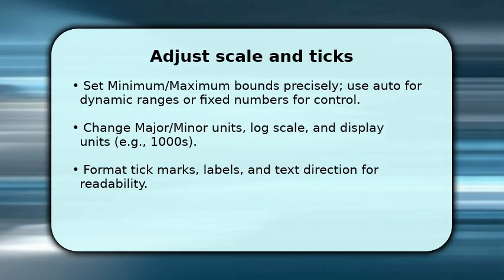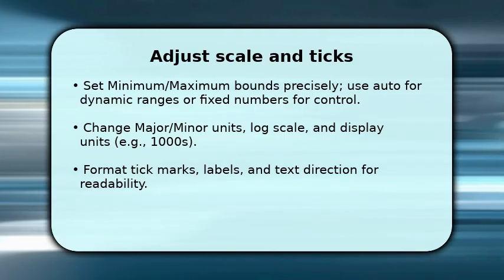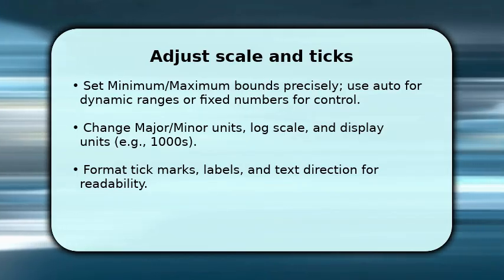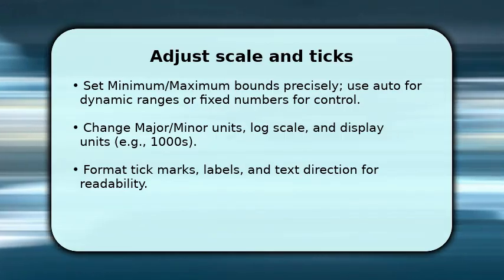Then set major and minor units to space ticks meaningfully, or enable a logarithmic scale when values span orders of magnitude. Adjust display units like thousands or millions to simplify labels, and format tick marks and label orientation to avoid overlap. Once these match your intent, review the plot.